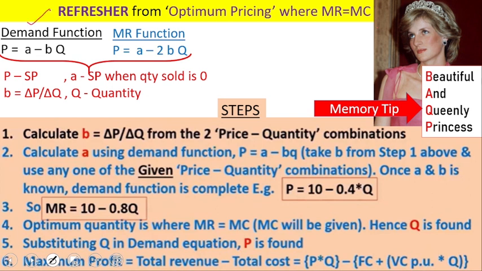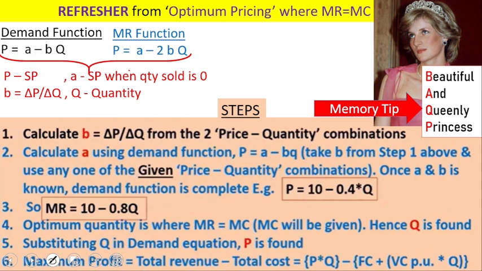One is the demand function, which is given by P is equal to A minus BQ, and the marginal revenue function, which is given by P is equal to A minus 2BQ. So the only difference between the demand function and the marginal function is there is a 2 here. And P stands for selling price, A stands for the selling price when quantity sold is 0, and B is the change in price divided by change in quantity, and Q is the quantity.